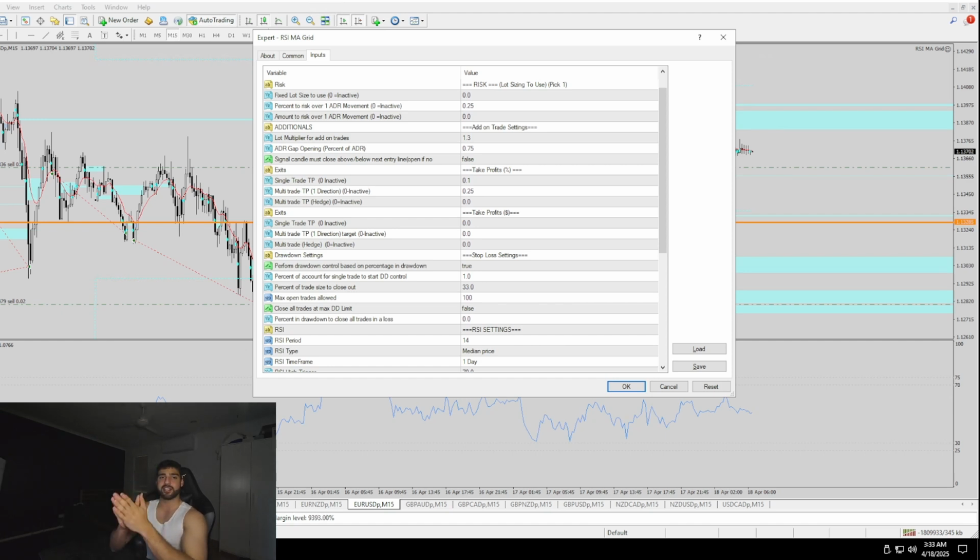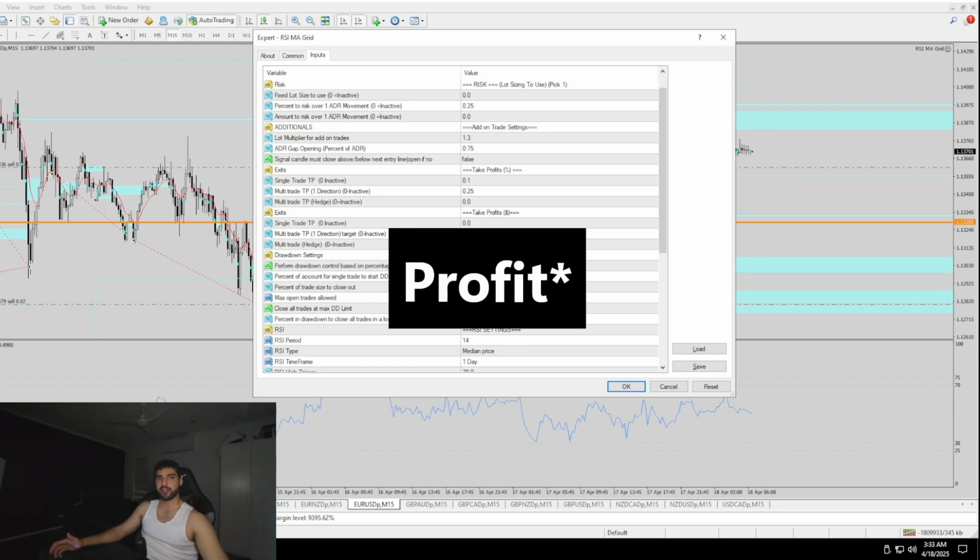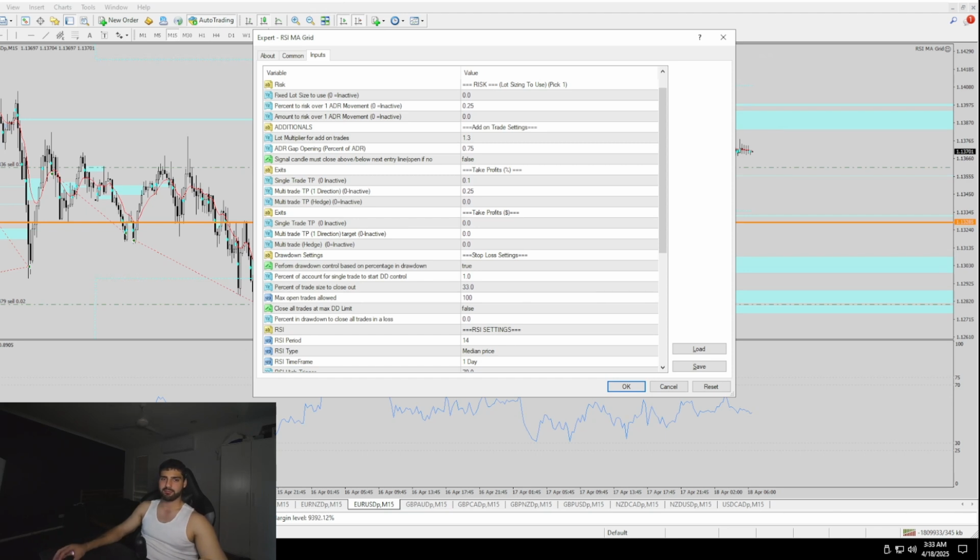So you can't just sit in a position, cross your fingers and your toes, and wait for price to come back into your price. If price does move against you very hard, you have these settings here. So if one position goes into 1% of drawdown, you're going to close off 1/3 of that position.